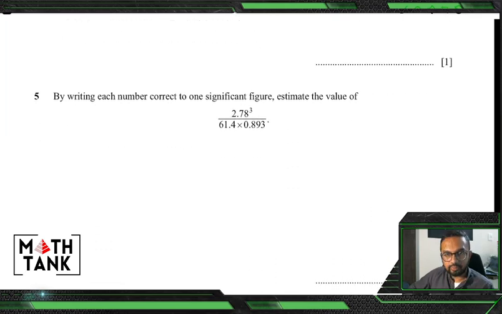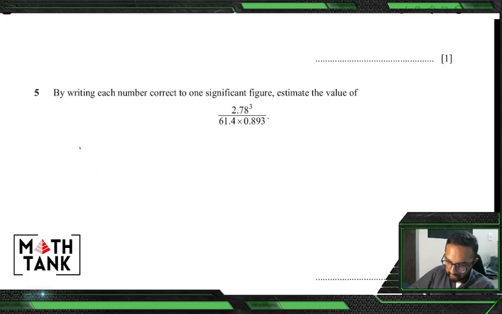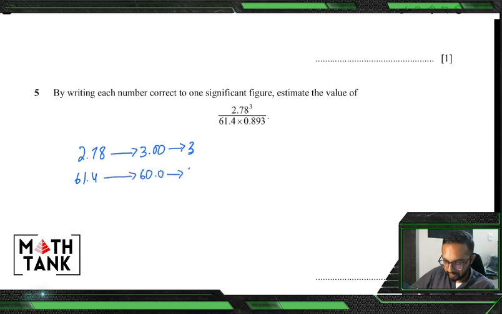Let's look at this one. It says, by writing each number correct to one significant figure again. So rounding 2.78 correct to one significant figure would be 3.00 or simply 3. 61.4 rounded off to one significant figure would be 60.0 or just simply 60. And 0.893 rounded off would be 0.900 or just simply 0.9.